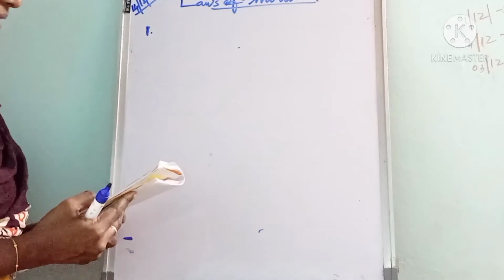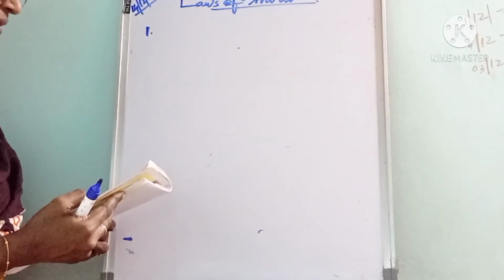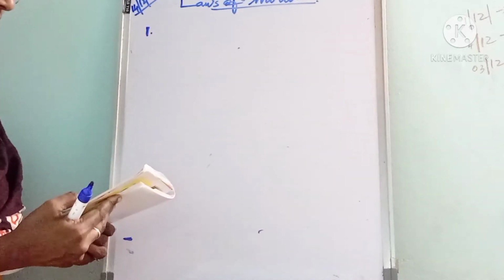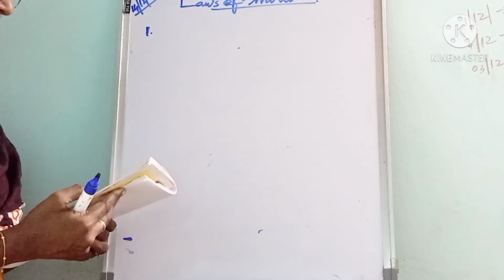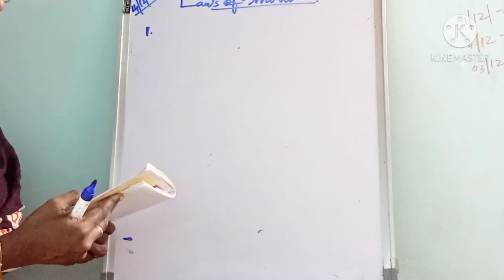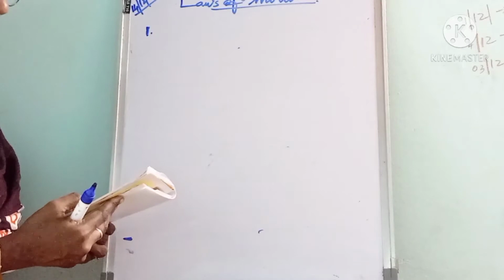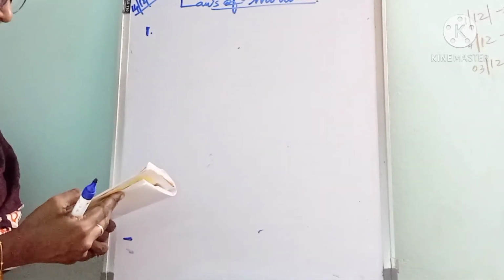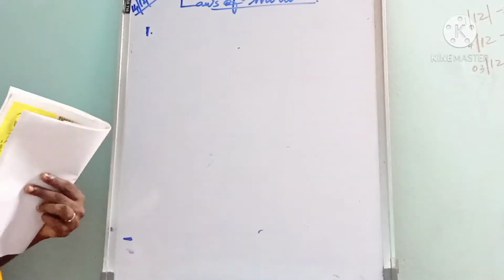Okay, the first question is: a body of mass 10 kg moving with a velocity of 20 meter per second along a straight line collides with another body of mass 8 kg moving in the same direction with a velocity of 5 meter per second. Then after collision, if the velocity of the former is reduced to 16 meter per second, then calculate the final velocity of the latter. Okay, that is actually the question.